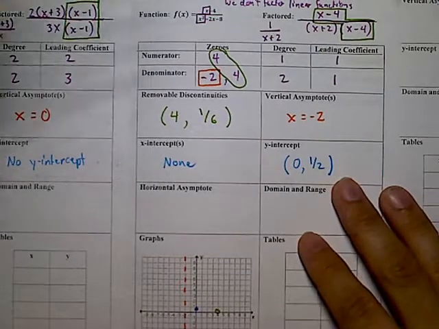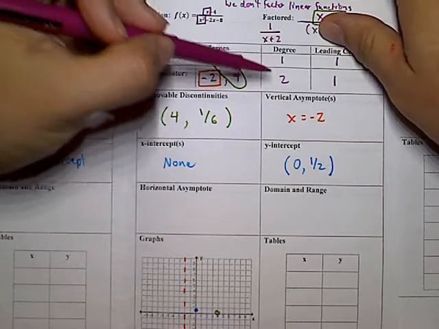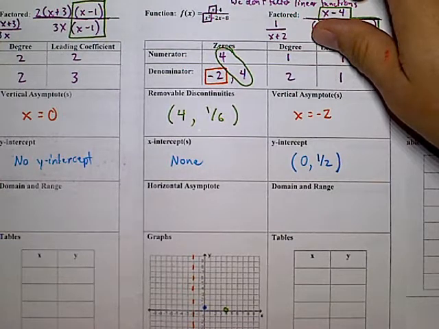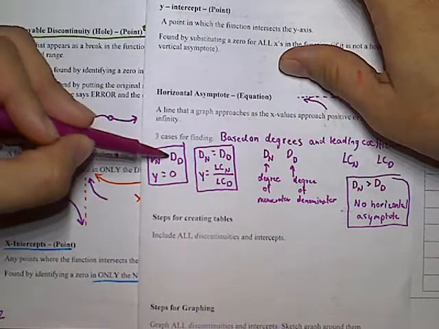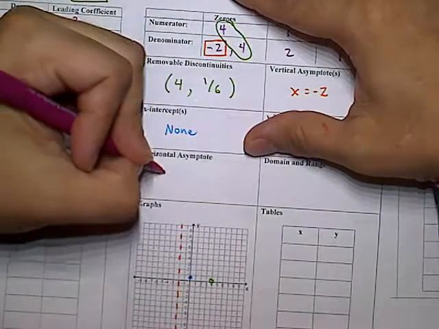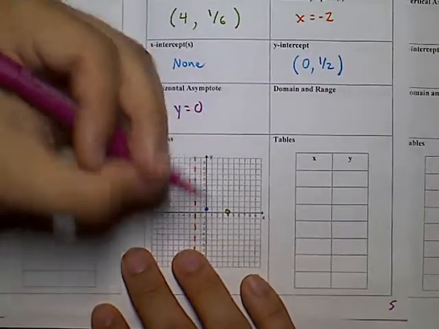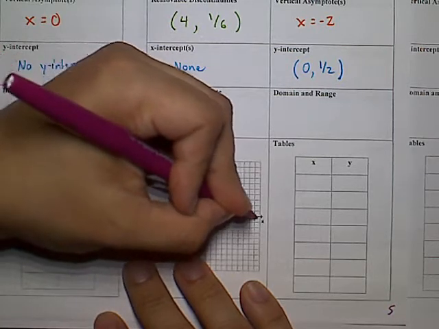On the next example, it's the same deal. Let's look at the degree of the numerator. It is 1. What is the degree of the denominator? Which case do we have here? Is the degree of the numerator less than, equal to, or greater than the denominator? It is less than. The degree of the numerator is less than the degree of the denominator, so the horizontal asymptote has the equation y equals 0. Therefore, on my coordinate plane, I'm going to put a horizontal dashed line on 0, which is my x-axis.